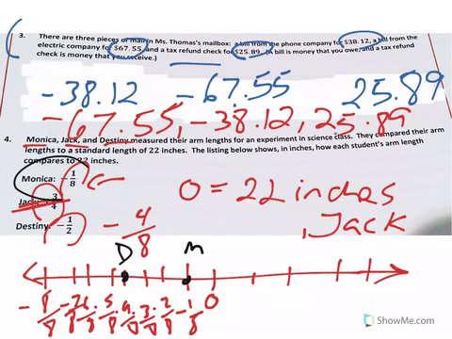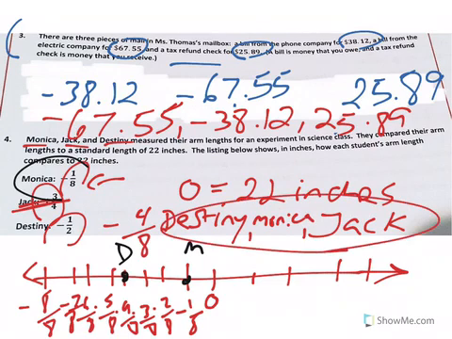So we see that Destiny is the farthest to the left. So in our order, Destiny is the lowest. We already know Jack is the highest. That means that Monica is in the middle, and there's our order.